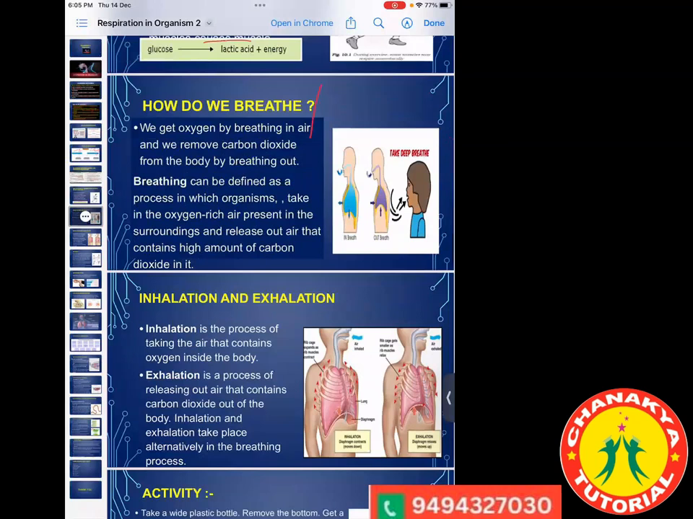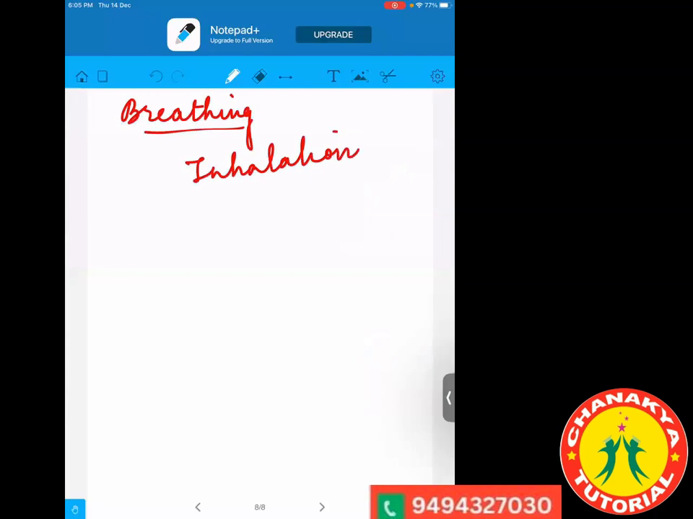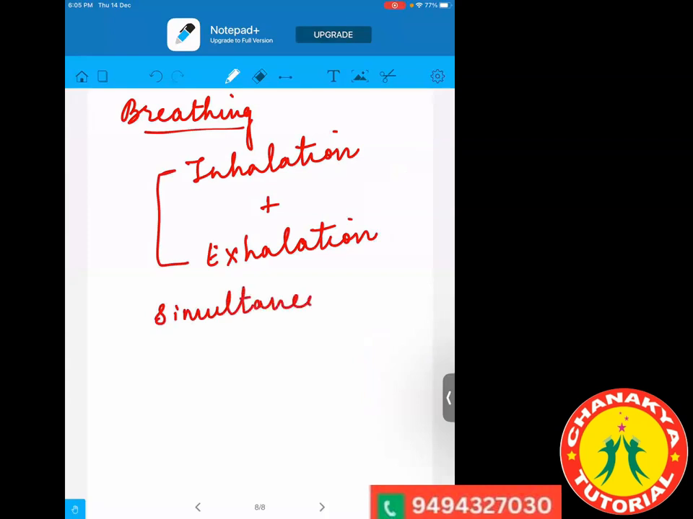Now the next one, how do we breathe? We know that we get oxygen by breathing in air, and we remove carbon dioxide from the body by breathing out. This is inhalation and exhalation. Both processes go on simultaneously. Inhalation is basically the intake of oxygen, and exhalation is basically the removal of CO2.